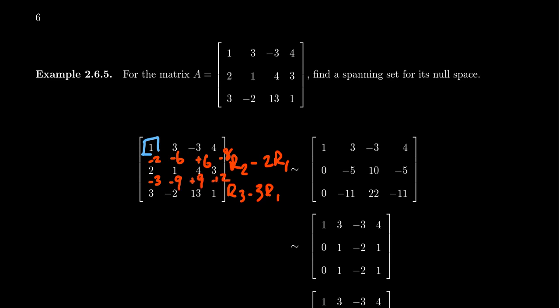3 minus 3 is 0. Negative 2 minus 9 is negative 11. 13 plus 9 is 22. And 1 minus 12 is negative 11. That takes care of the first column.